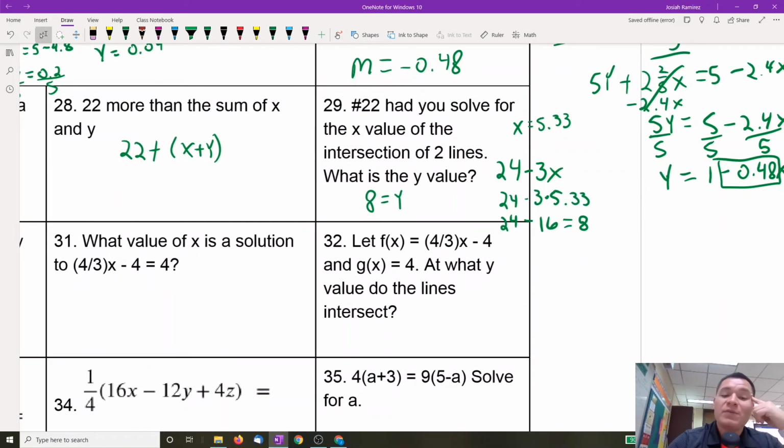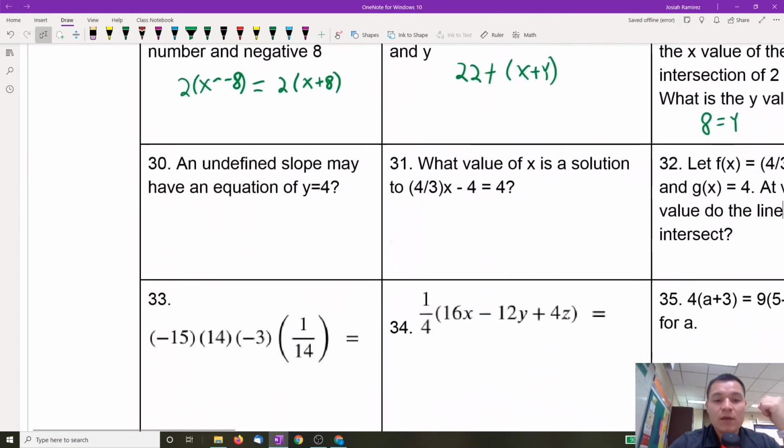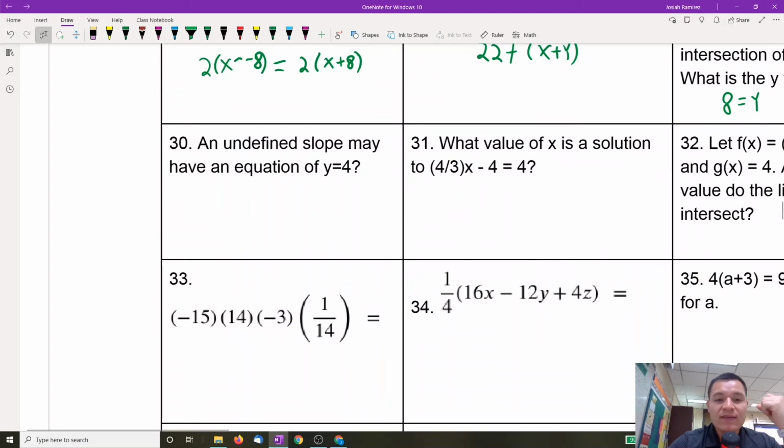If you don't get number 29, I am okay with that for right now. An undefined slope may have an equation of this. So if you graphed y is equal to 4, is this undefined? No. This is 0 slope.